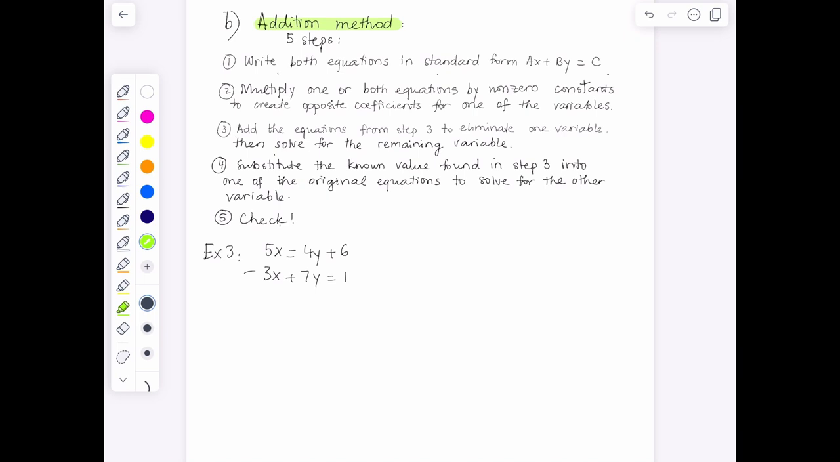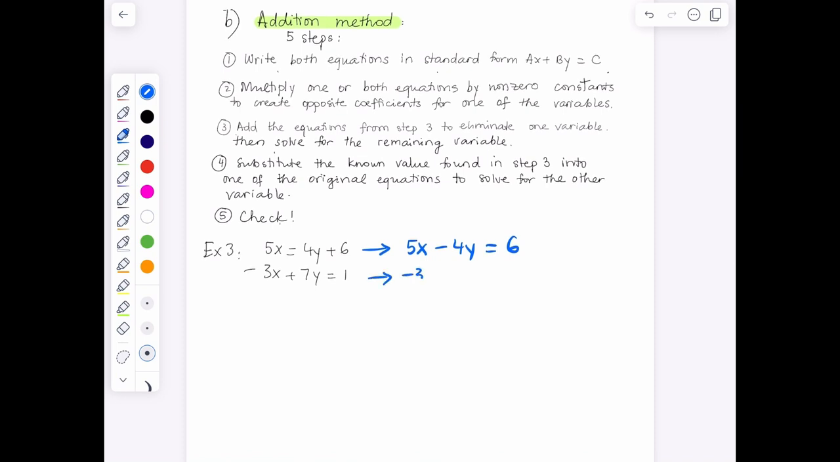Step 1, write both equations in standard form, ax plus by is equal to c. In example 3, I noticed that the first equation is not in standard form yet. For it to be in standard form, the x and y terms have to be on the same side, and then the other side should just be a constant. So I can move 4y over to the left for it to be with the x term. So that will become 5x minus 4y is equal to 6. The second equation is already in standard form, so we can just copy it down.